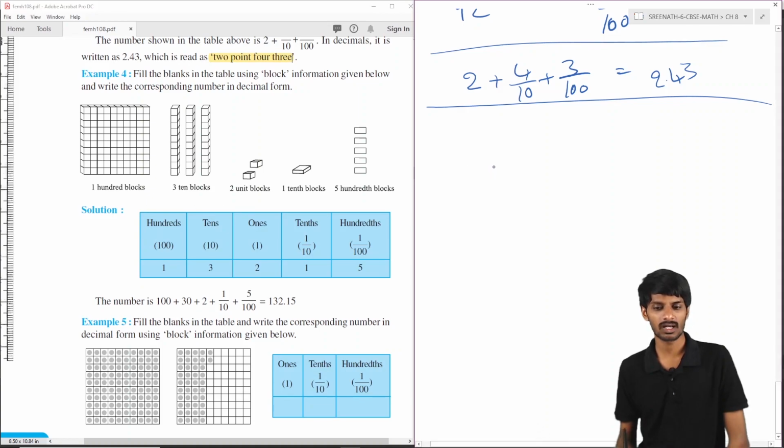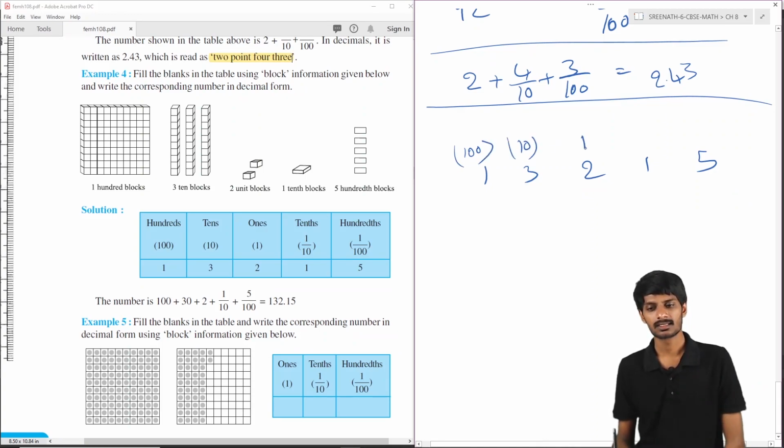If you want to write this whole information in the table, first we have to write hundreds, that is 100. Next, that is 10 blocks. Next is unit block, that is 2 blocks. Next is 1/10 box, then 1/100 box, that is 5 1/100s. So it is the hundreds, the tens, the ones, the 1/10s, and the 1/100s.